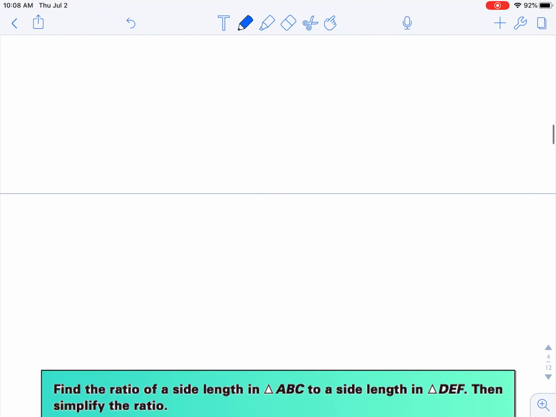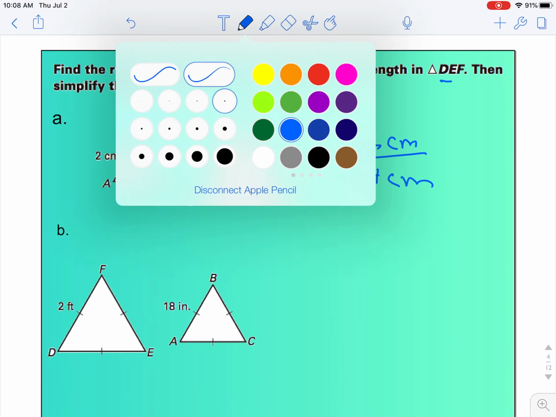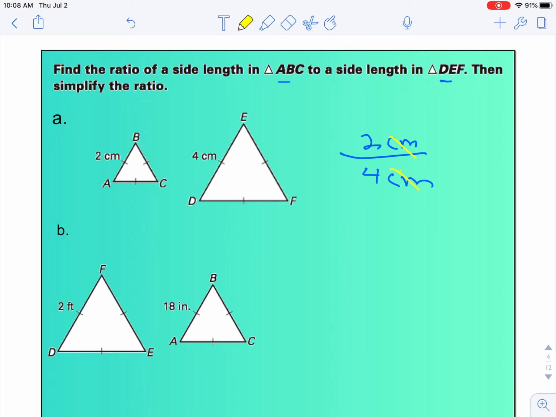We're also going to find some missing pieces when we're given a ratio. So this says, find the ratio of a side length in triangle ABC to a side length in triangle DEF. Well, the ratio of the side lengths of side AB would compare to DE, so I would write 2 centimeters to 4 centimeters. So now I'm just setting it up first. Units cancel out here, and so what I have is just 1 to 2. That is my simplified ratio.